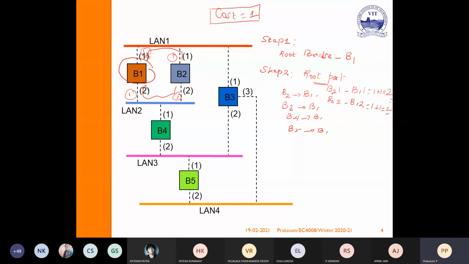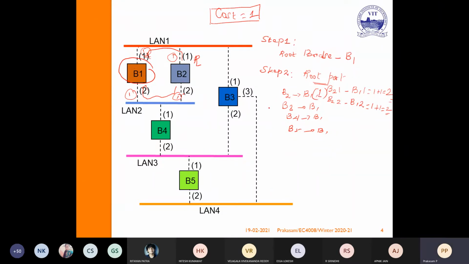In this problem, for B2 to B1, if you are going through the B21 direction, cost is 2. If you are going B22, cost is 2. So the cost is equal. Now a tie is happening. Now you should select the root port such that it contains the lowest port ID. So here this port is 1, and this port is 2. So now this is the lowest ID. This is the root port. So for B2 to B1, port 1 is the root port.